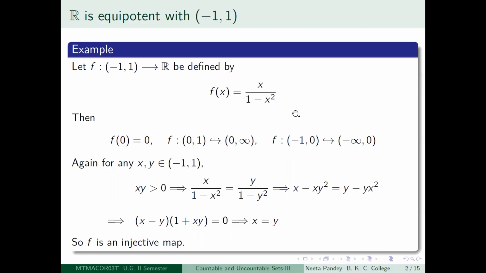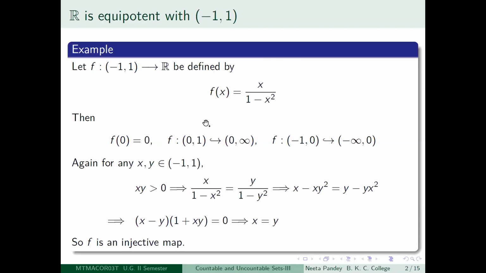So first of all, notice that since x is between -1 and 1, the denominator 1 minus x squared is always a positive real number. Therefore, f(x) is well defined. Also, f(0) is 0 is clear from here, and the sign of f(x) is going to depend on the sign of the numerator x.